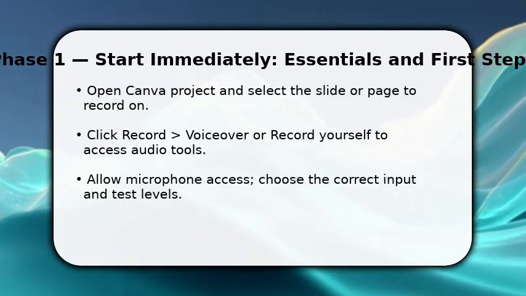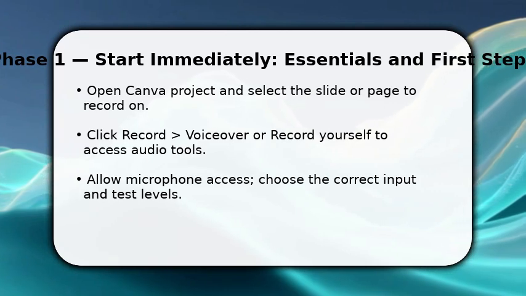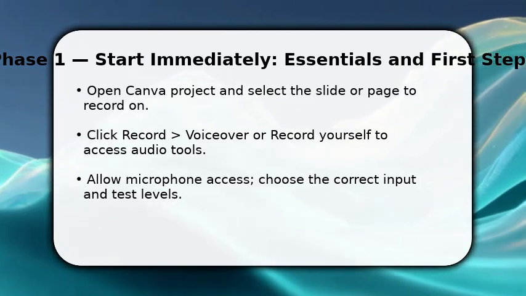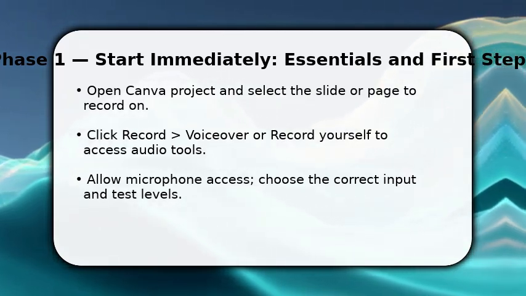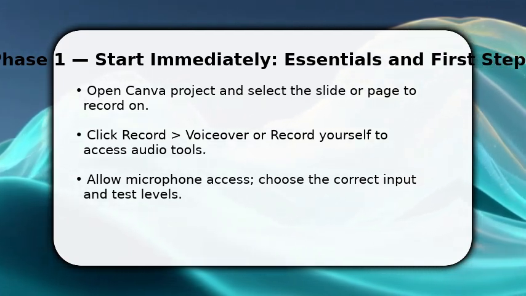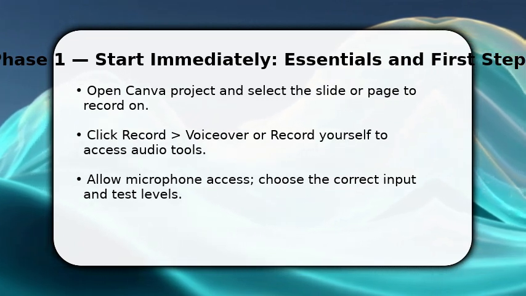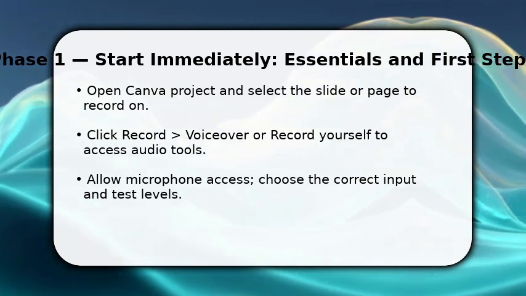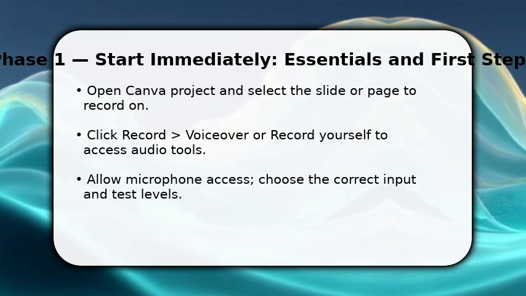You begin by opening the Canva design you want to narrate and selecting the exact page or slide. Click the record button and choose voiceover or record yourself so the audio attaches to that page. Allow microphone access when prompted, then pick the input device and speak a short test phrase to check levels.